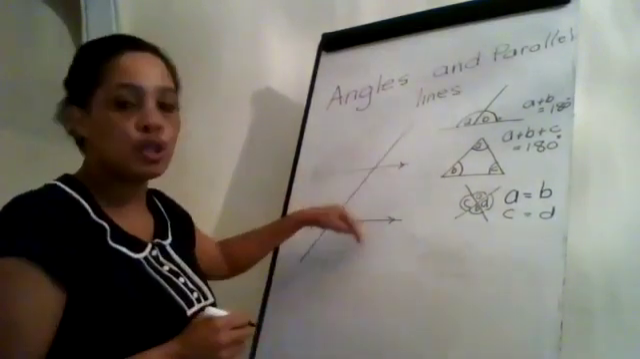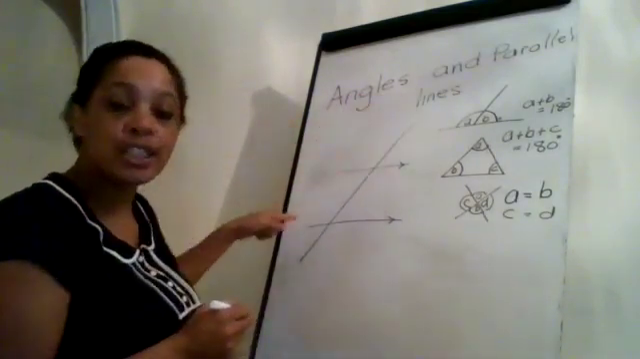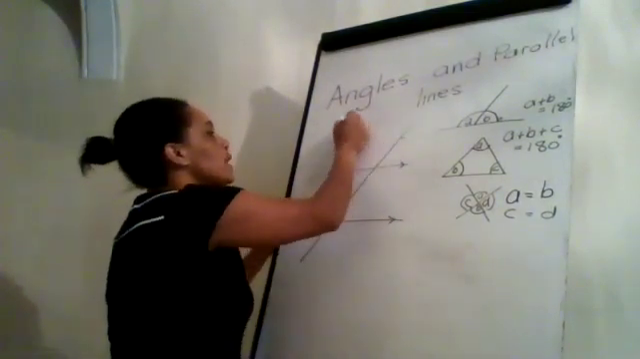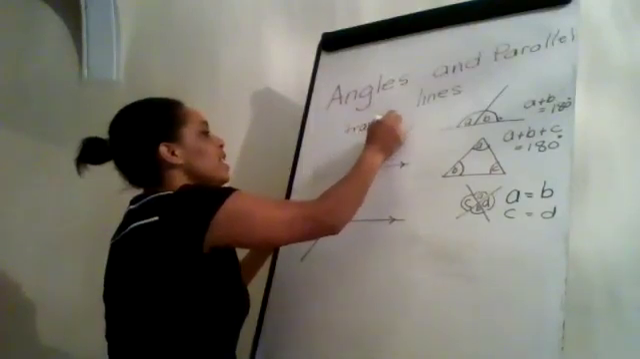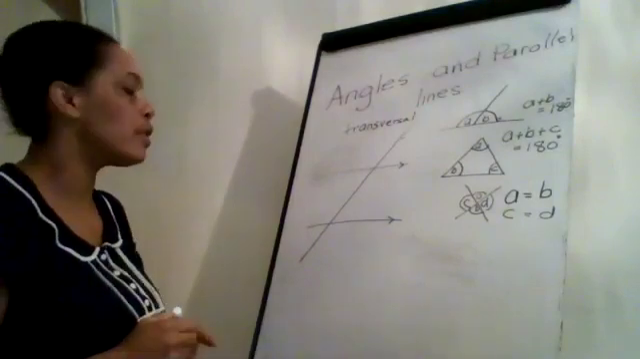Here we have two parallel lines, or a pair of parallel lines, and we have a line cutting the pair of parallel lines, and this line is what we call a transversal.